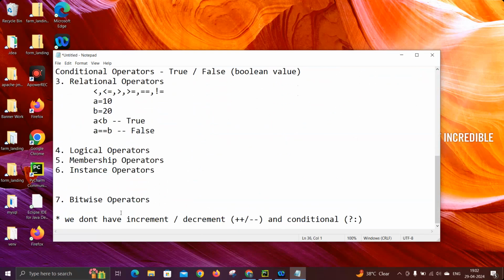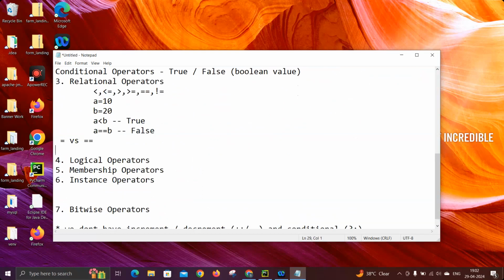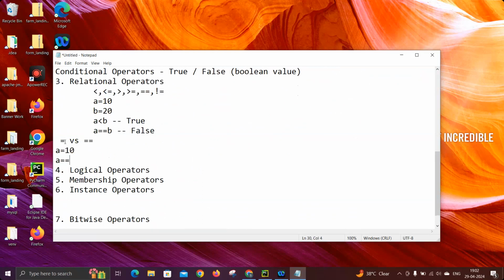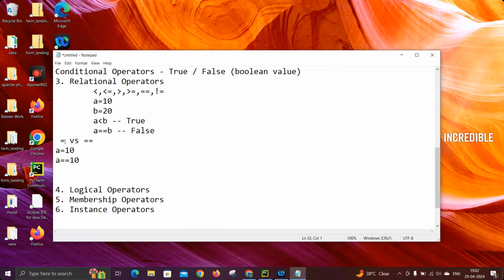Now you need to understand one more point. There is a difference between equal versus double equal. What do you mean by equal versus double equal? See, if I'm writing a equal to 10 and a double equal to 10, what is the difference?